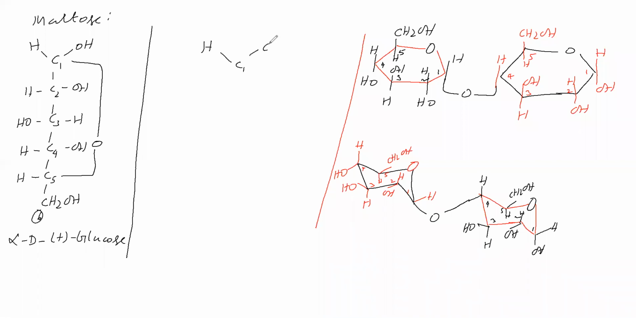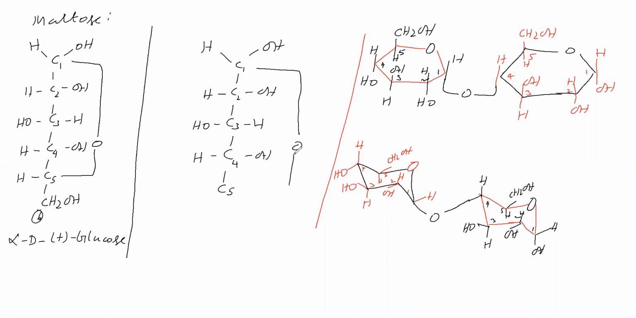Here the C1 carbon has the OH group on the right side. The C2 carbon has the OH group on the right side. The C3 carbon has the OH group on the left side. The C4 carbon has the OH group on the right side. Then the C5 carbon has an ether linkage with the C1 carbon. The C5 carbon has the C6 carbon, which is in CH2OH form. Now we have taken alpha D plus glucose two times.